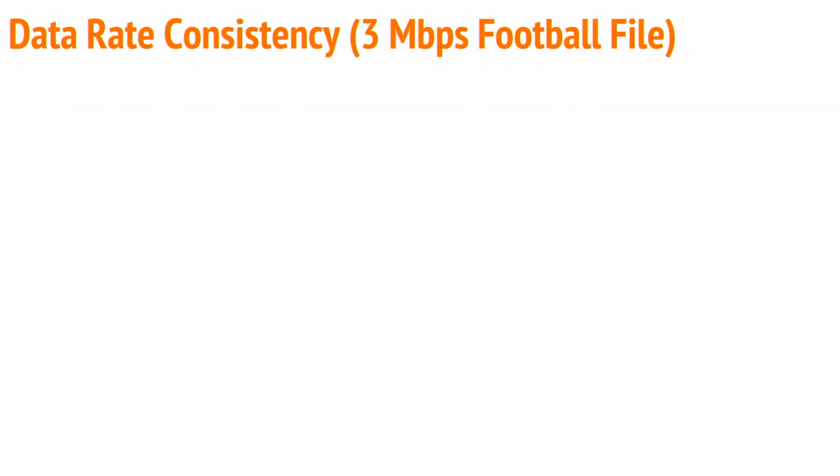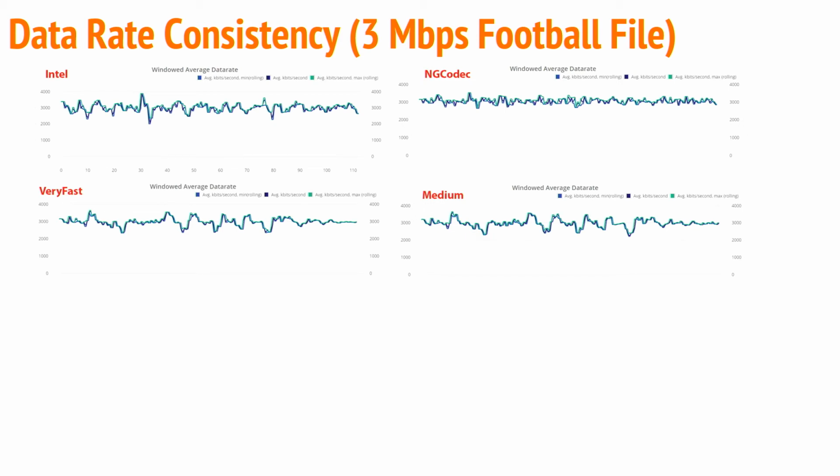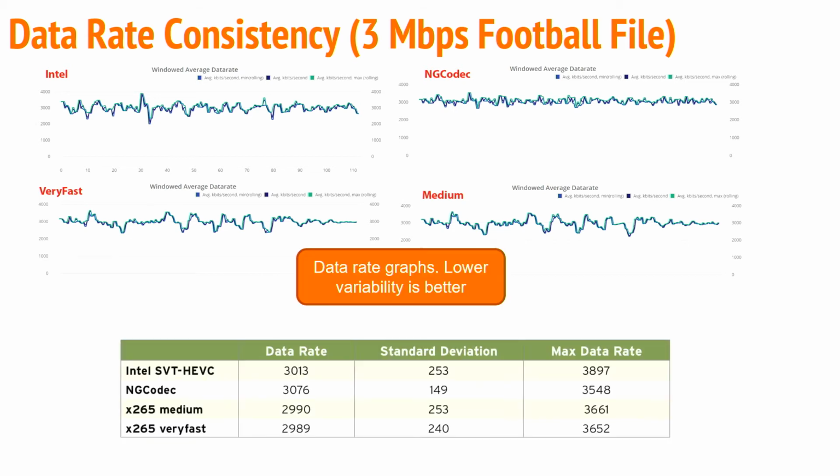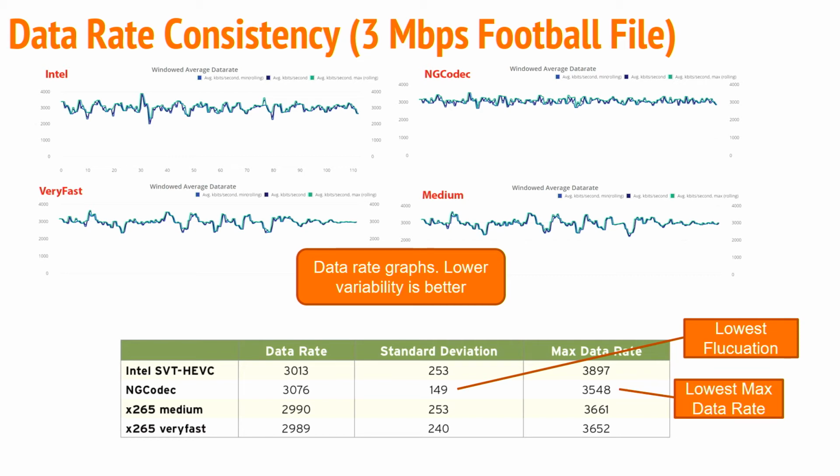Okay, data rate consistency. This is kind of interesting. Again, we had the hardware solution. The only true hardware solution was Encoding, now Xilinx. And we see that the bit rate is much more compact and much less variability than we see with the software solutions. Encoding, we saw the lowest fluctuation, the lowest standard deviation. We saw the lowest max data rate. So I rated Encoding first, Intel second, X.264 very fast third, and X.265 medium fourth.